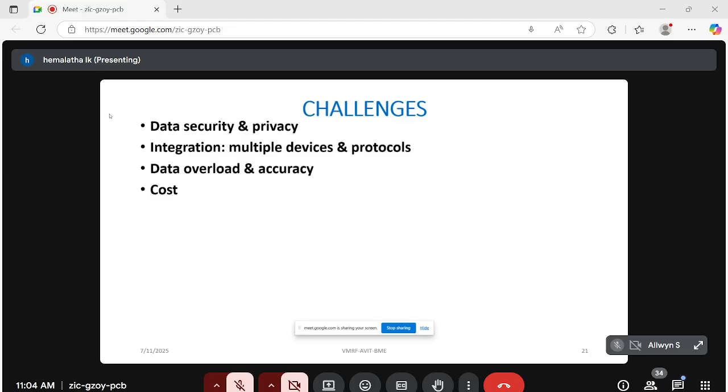And our next challenge is data overload and accuracy. All the IoT medical things are pumping data from various patients, n number of patients, n number of devices, n number of hospitals, and n number of inventory systems. So it is pooling a huge amount of data, and the validity and accuracy of the data has to be maintained. And the cost: whenever we are deploying some technology, it incurs some initial investment, but it will help the industry in its running cost.